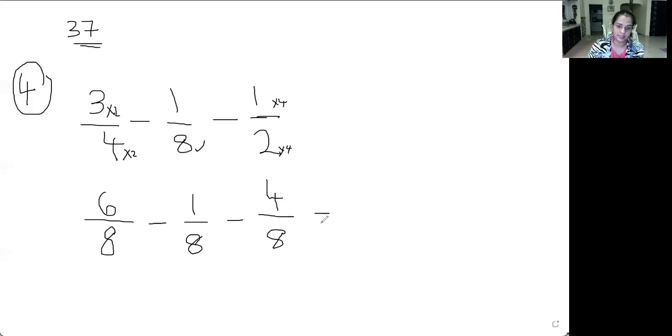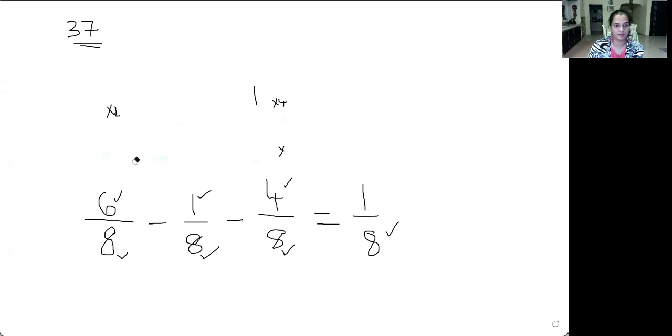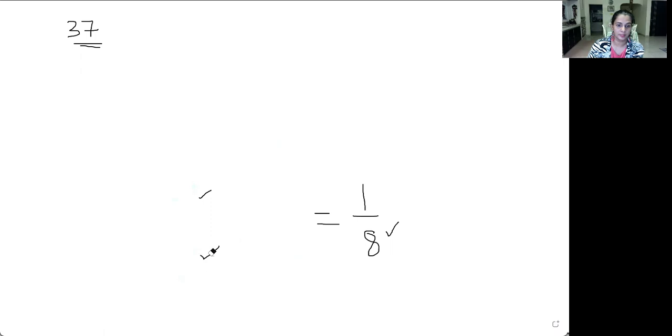So now let's see what your answer will be. You have all the common denominators already, so you take the numerators and you minus: 6 minus 1 is 5, 5 minus 4 is 1. So your answer here stands at 1 over 8. Right, let's look at another question from the same page 37, which has more whole numbers in it for a subtraction.